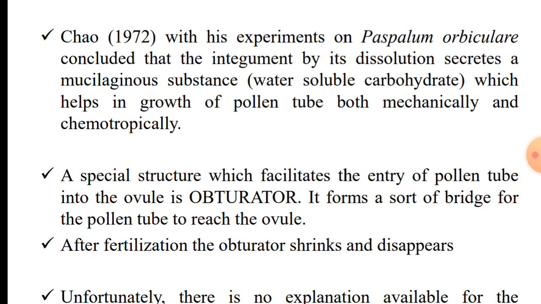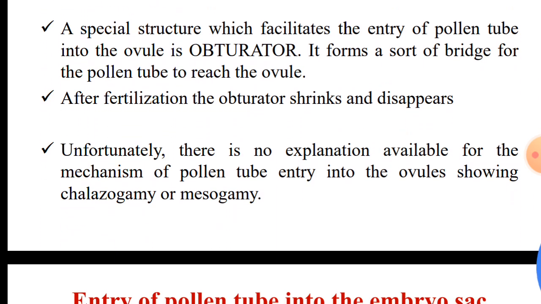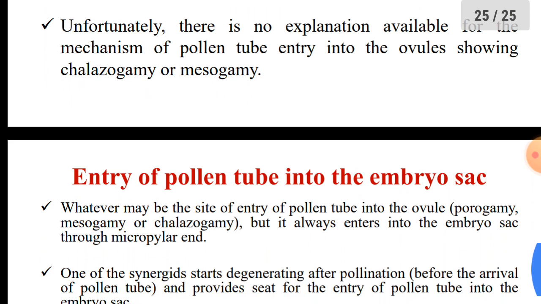ovule. A special structure which facilitates the entry of pollen tube into the ovule is obturator. It forms a sort of bridge for the pollen tube to reach the ovule. After fertilization, the obturator shrinks and disappears. Unfortunately, there is no explanation available for the mechanism of pollen tube entry into the ovules, showing chalazogamy or mesogamy.